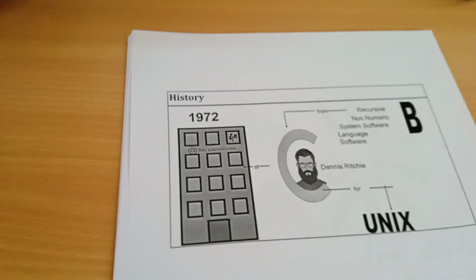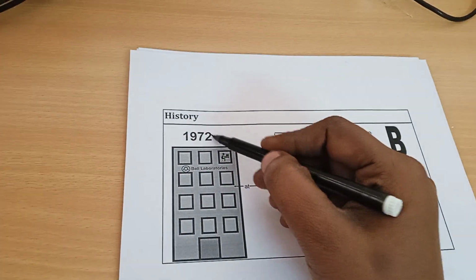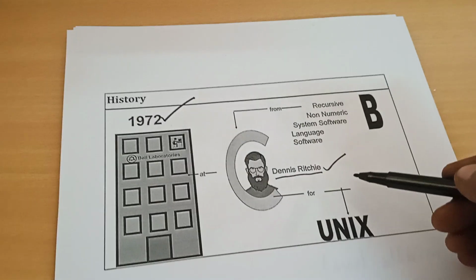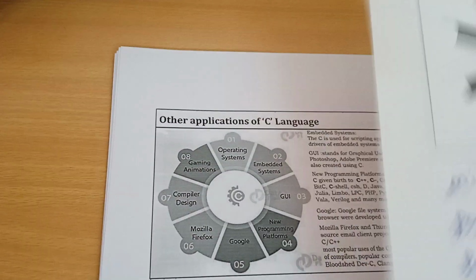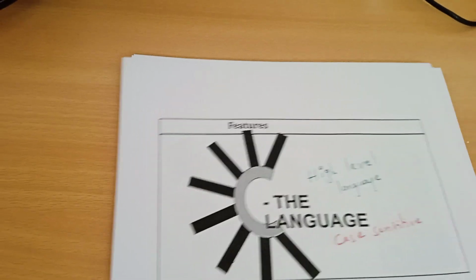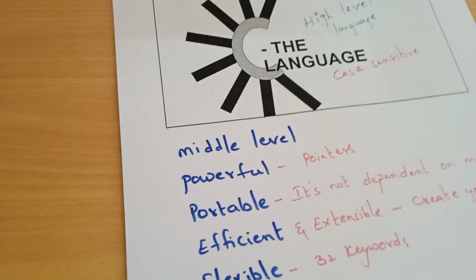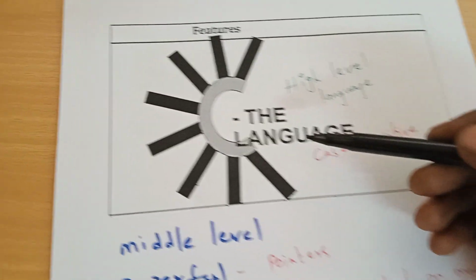So C is a programming language which was introduced in the year 1972, and the one who was behind this C is Dennis Ritchie. And there are some features which make C a very trending programming language. So let's see the features of C programming language.